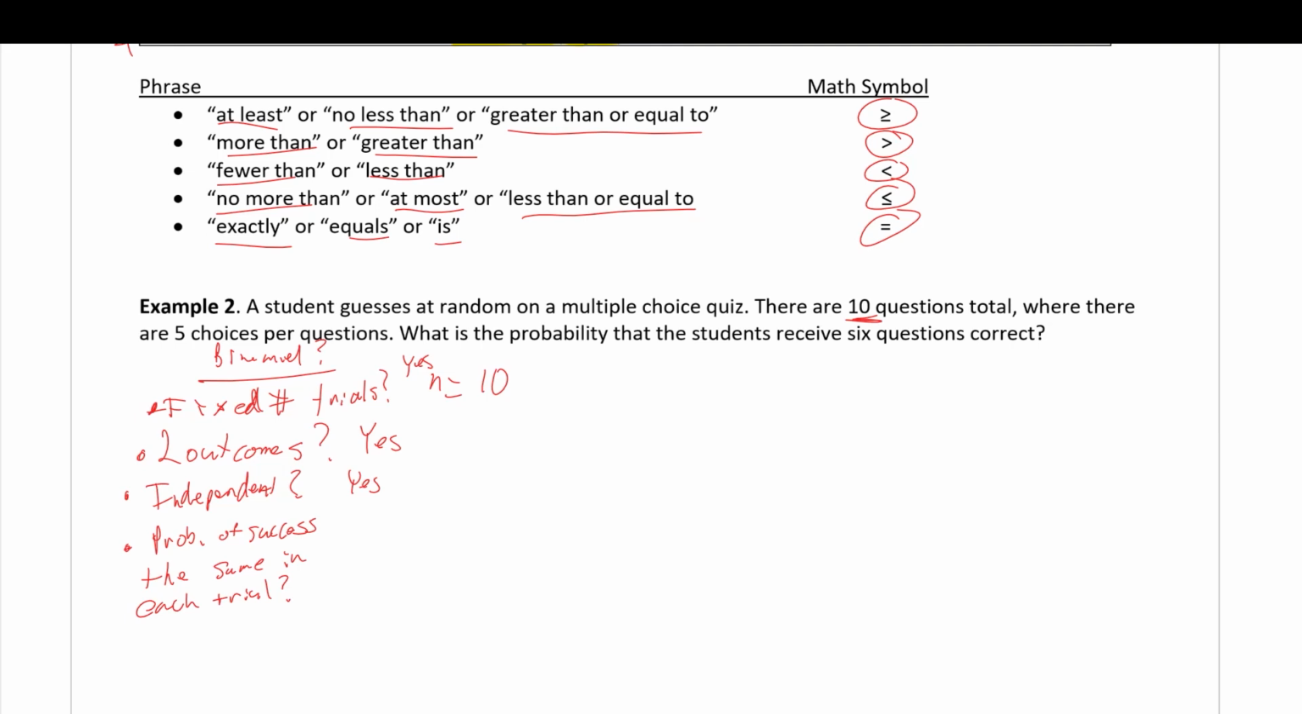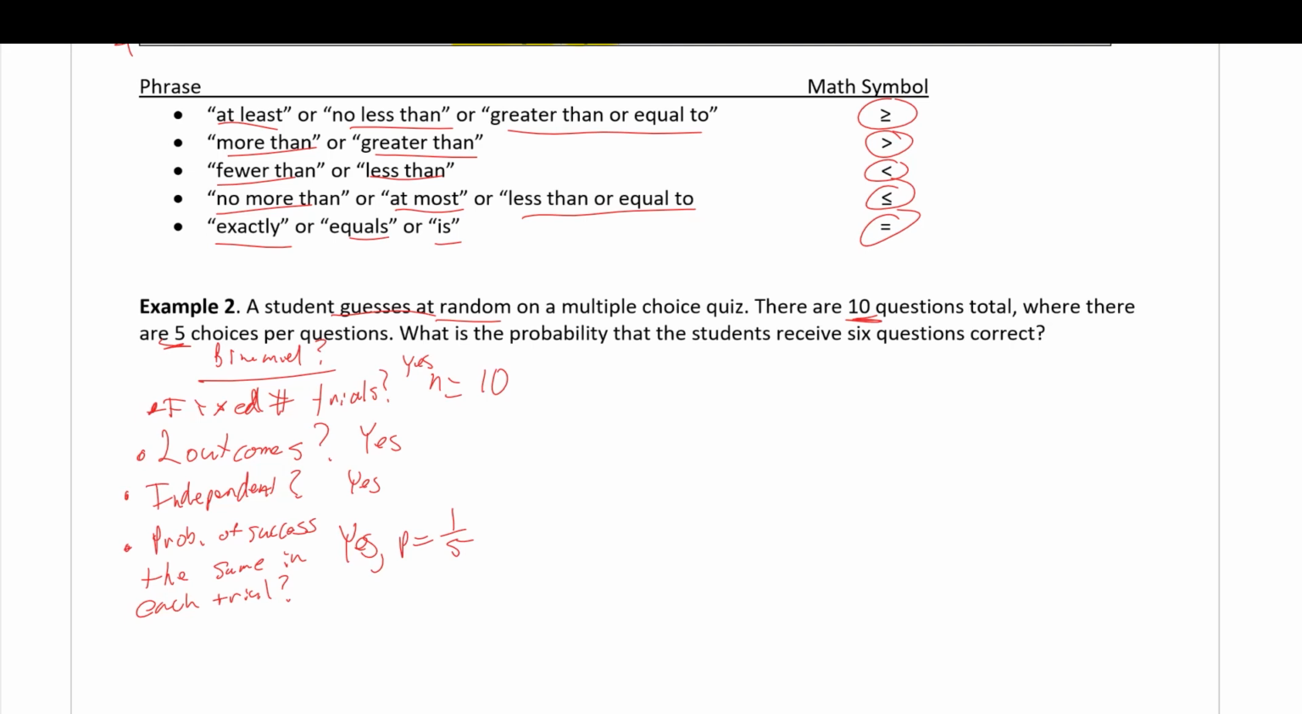Okay. All right, so the student is guessing at random on a multiple choice quiz. There are 5 choices per question, so there's only one correct answer out of 5 choices. So the probability of success in any one of the questions is 1 out of 5. We'll say that the probability of success is 1 in 5, and it's the same for each question because each of the 10 questions has 5 choices.